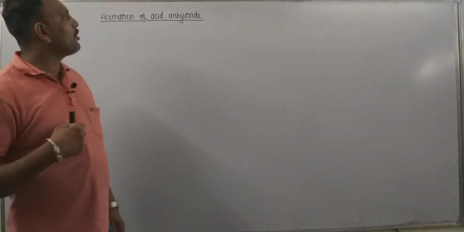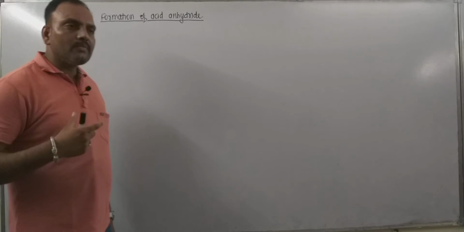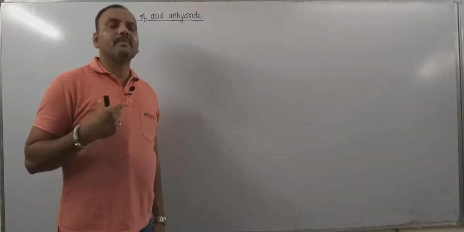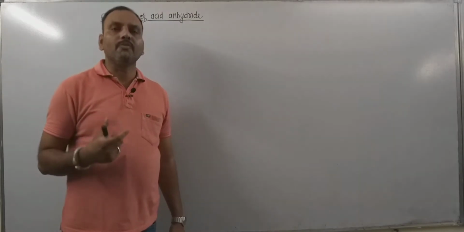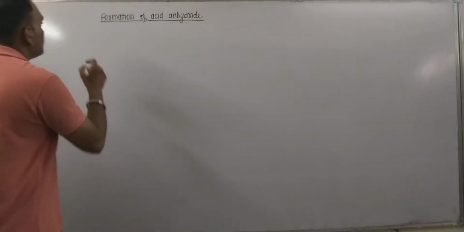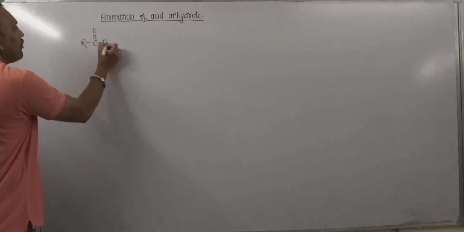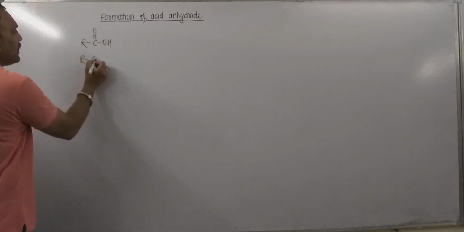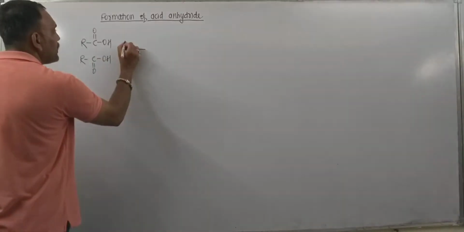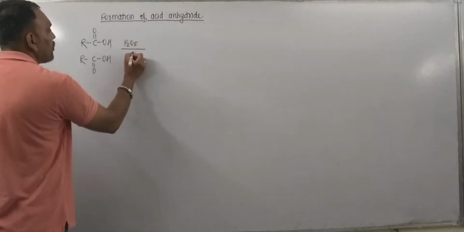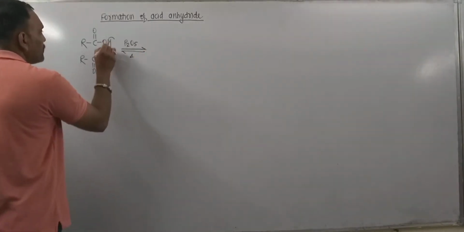Everybody, today's point of discussion is the formation of acid anhydride. Now, acid anhydrides are normally obtained by heating carboxylic acids in the presence of P2O5. So, carboxylic acids can be given as RCOOH, and another molecule of it can be given as RCOOH. So, when a carboxylic acid is heated strongly in the presence of P2O5, then what happens?